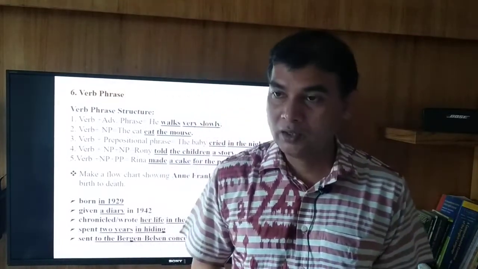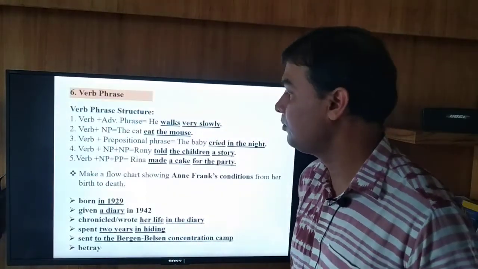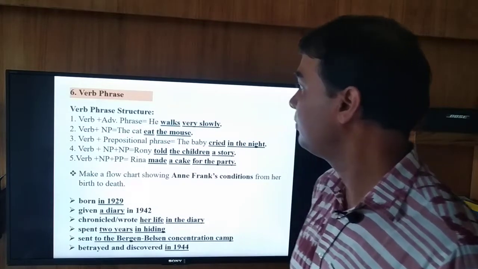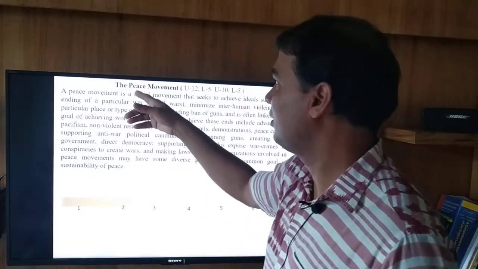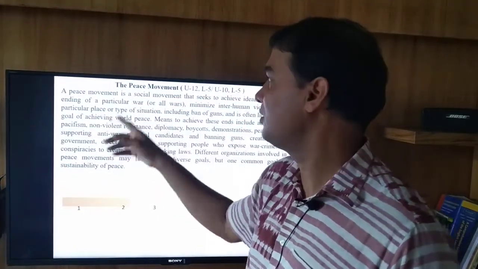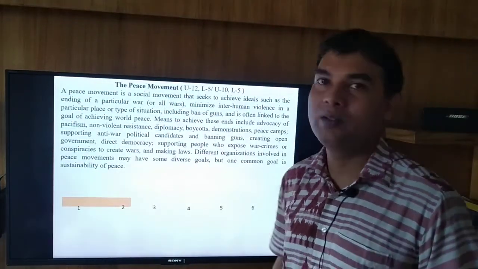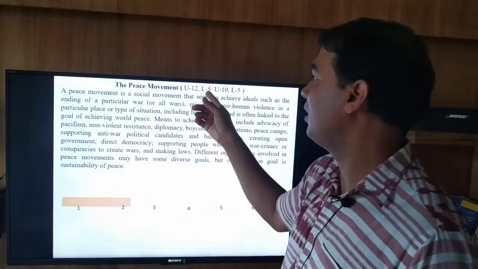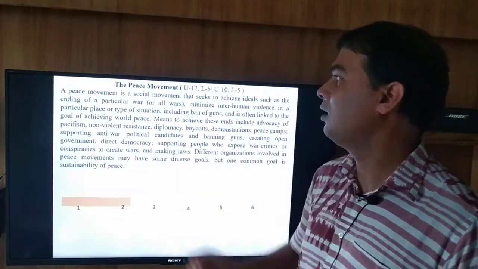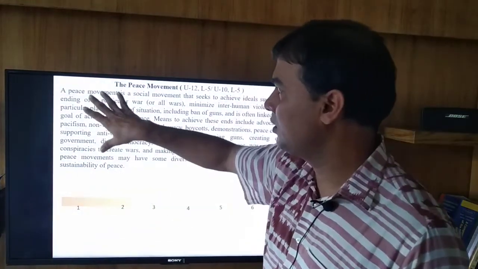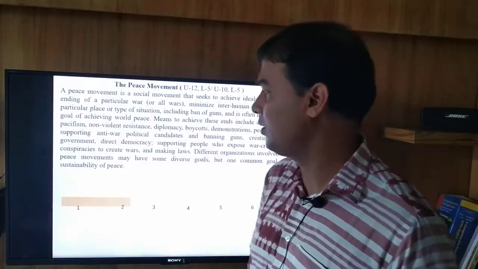Okay, now I will show you how to make a flowchart from an unseen passage or a given comprehension. Okay, let's see. Suppose this is a given comprehension, and the name of this passage is the peace movement. In your English for Today book it is in unit 12 lesson 5, but if you have a copy of the new edition you will get it in unit 10 lesson 5. Okay, so this passage is about the peace movement.